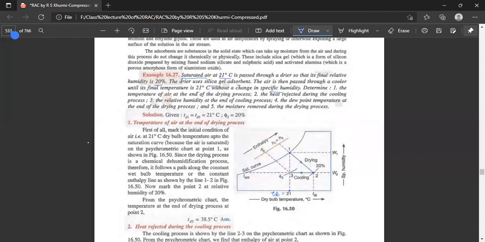Now, since the drying process of the chemical dehumidifier follows a path along constant wet bulb temperature, meaning a constant enthalpy line, the wet bulb temperature or saturation wet temperature remains constant here, and thus it reaches point 2, where this intersects the relative humidity line.